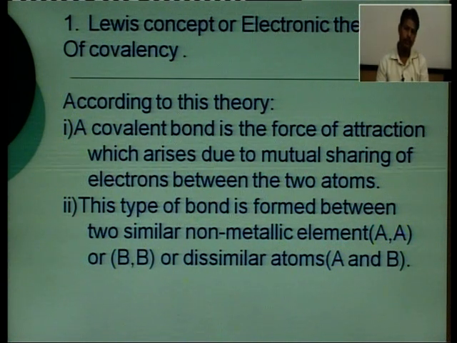This type of bond is found between two similar non-metallic elements or two dissimilar atoms. That is, it may be between homonuclear elements, for example hydrogen-hydrogen, oxygen-oxygen, nitrogen-nitrogen, or between dissimilar atoms. The examples already discussed are hydrogen fluoride and HCl.